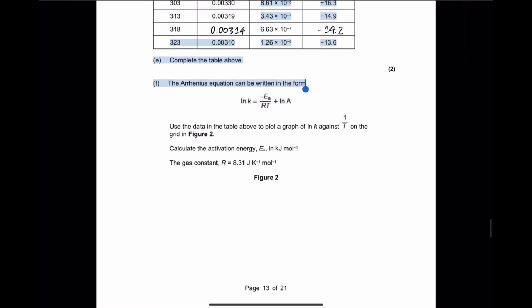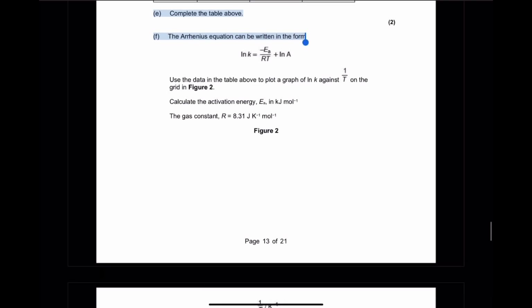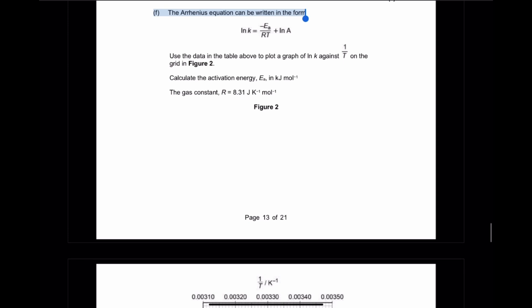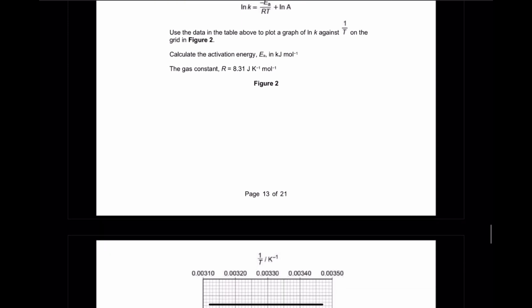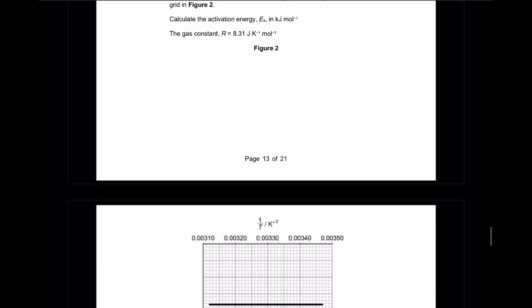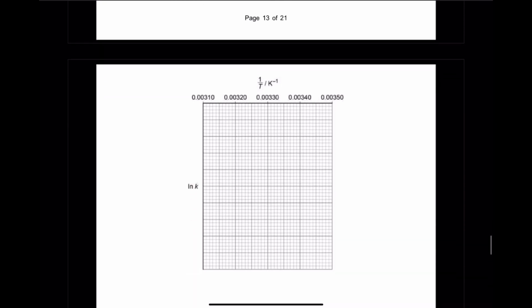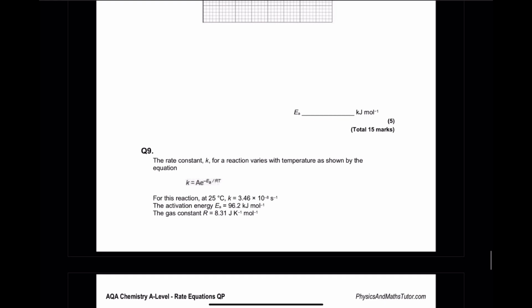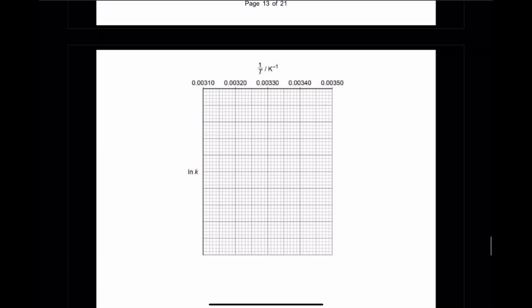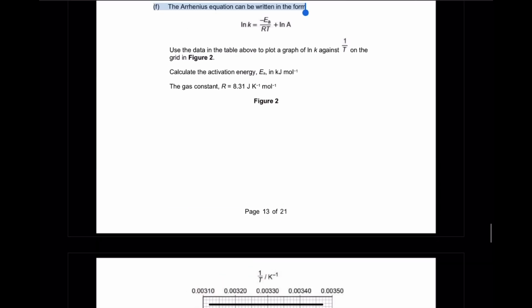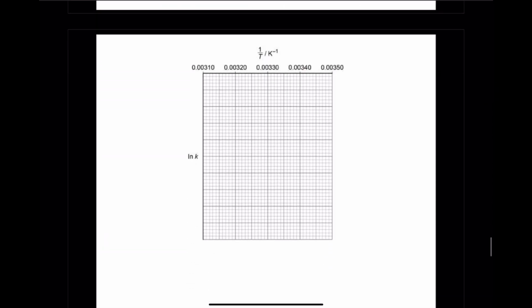If the Arrhenius equation can be written in the form of that, use the data in the table above to plot a graph of ln K against 1 over T on the grid in figure 2. Calculate the activation energy EA in kilojoules per mole. So we make our graph and we use our understanding of the equation to help us calculate the activation energy. I'm just plotting the graph.